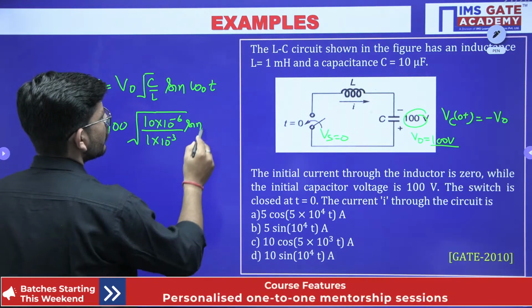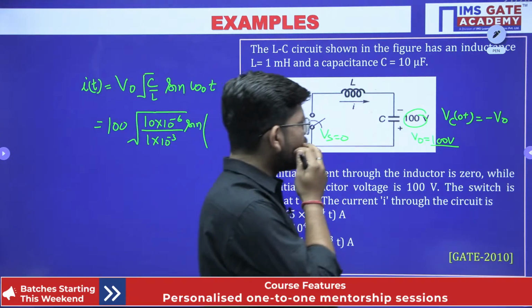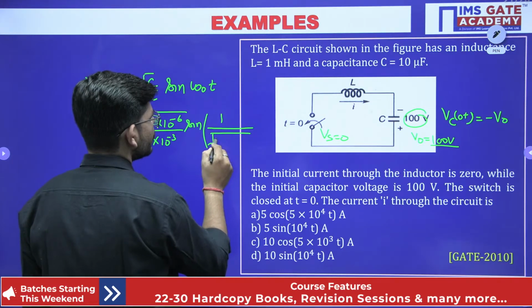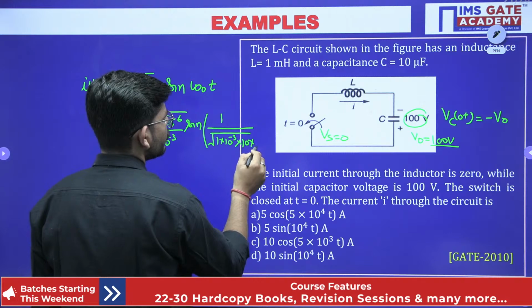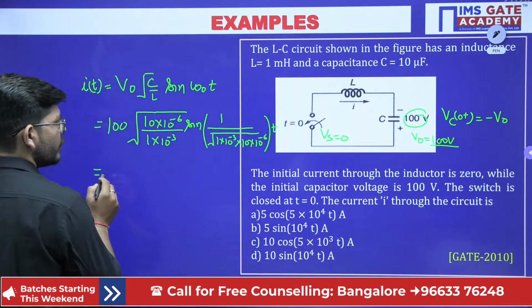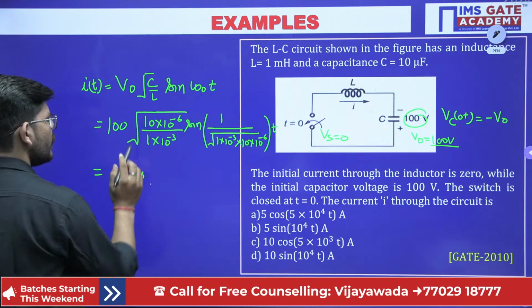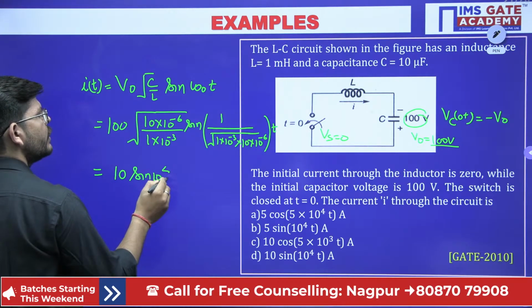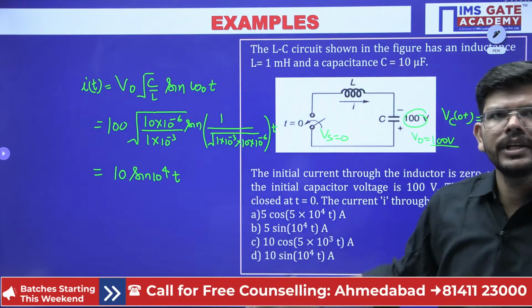Sine of omega naught t. What is the value of omega naught? Omega naught is 1 upon under root LC. So just put under root LC. L is 1 into 10 to the power minus 3, C is 10 into 10 to the power minus 6, into t here. And after finally solving, you are going to get 10 sine 10 to the power 4t. So this is how you can solve the GATE question in one step only.